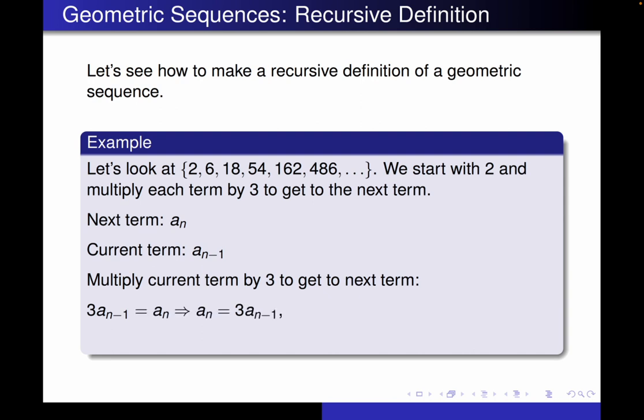And then we can turn it around to make it look a little prettier. a sub n equals 3 times a sub n minus 1. And remember, this formula only works for n greater than or equal to 1, because if we use n equals 0, we get 3 times a sub negative 1, and there's no negative 1 term. So we do have to have an a sub 0, though, but we can just define what that is. So we'll just say a sub 0 equals 2, a sub n equals 3 times a sub n minus 1, when n is greater than or equal to 1.